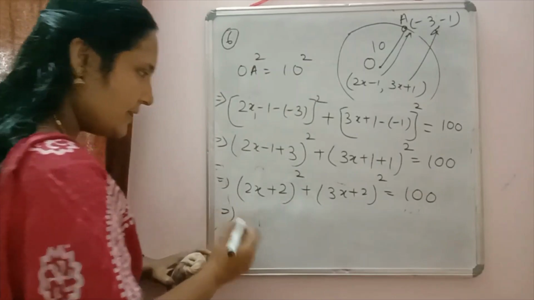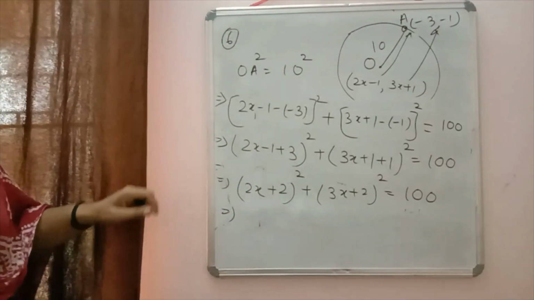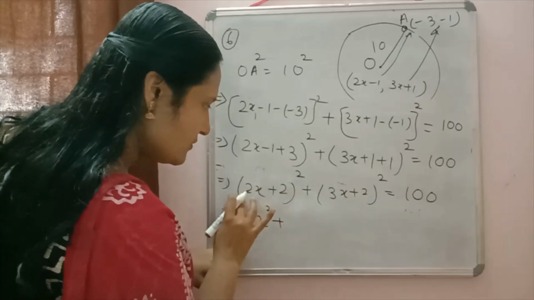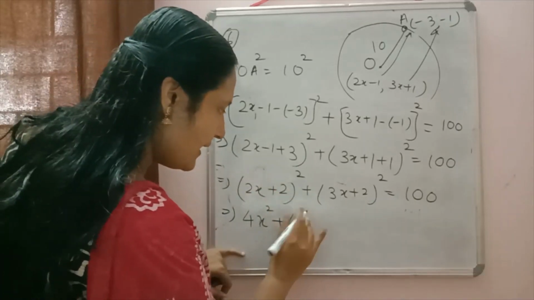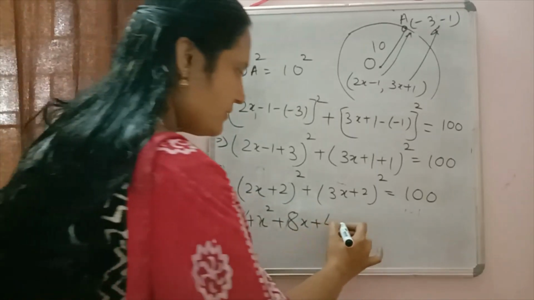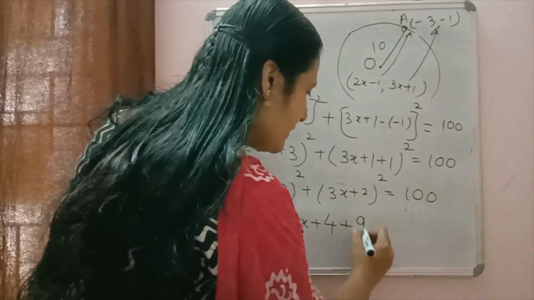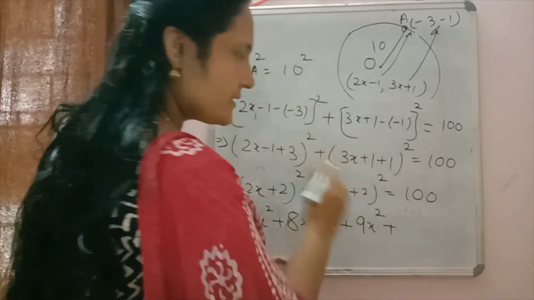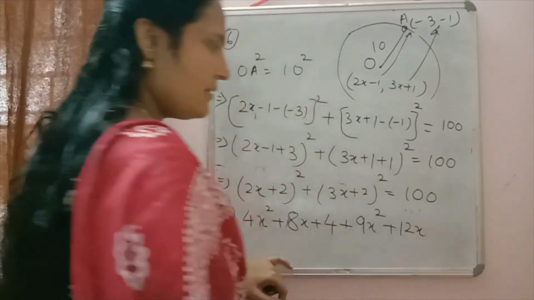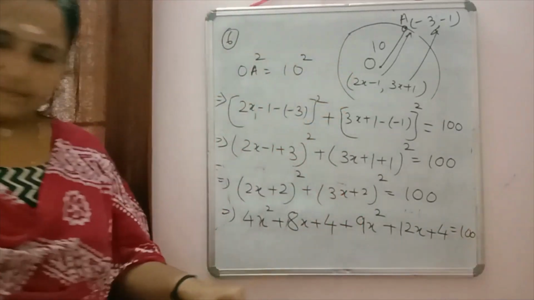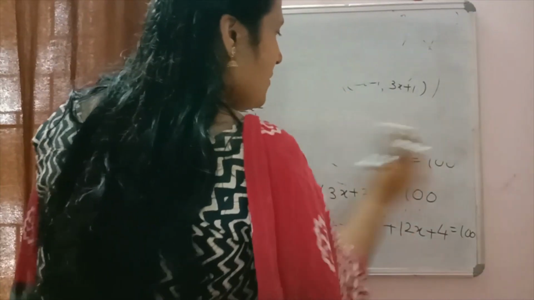Now going to use the identity: 2x plus 2 the whole square will be equal to 4x square plus 2 times 4 into 2, 8x, plus 4. Plus 3x plus 2 the whole square will be equal to 9x square plus 3 twos are 6, 6 twos are 12, 12x plus 4 is equal to 100. As we are getting a quadratic equation, we can shift all the expression to one side.